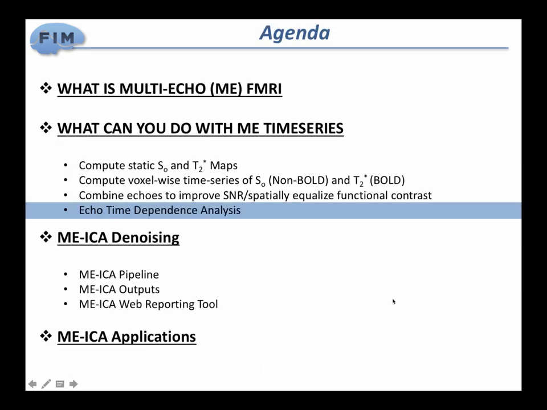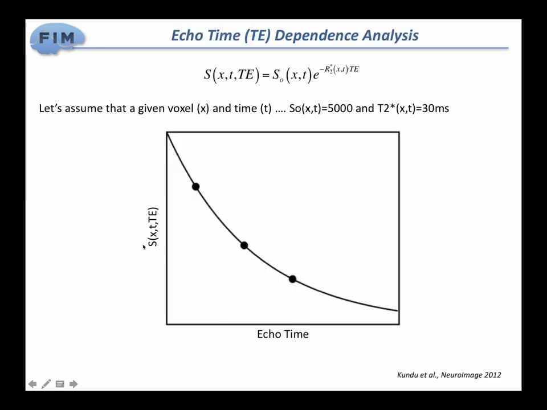Okay, so let's now look at the last thing, which is the echo time dependent analysis, which is what MEICA, the denoising, is based on. We're going to think about what we're doing in a slightly different way for this. Same as before, here we have the signal that we record at a given voxel at a given time point for a given echo, with its two parts.